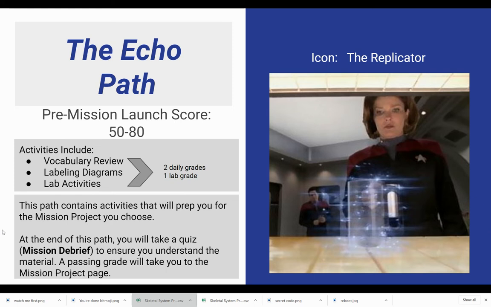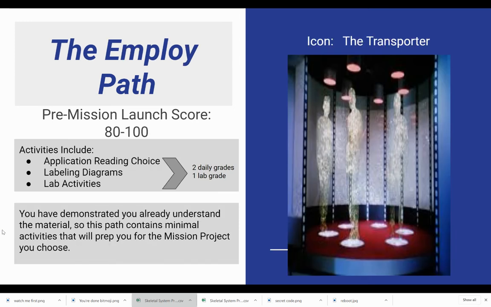Now, let's say you make an 80 to 100 on the pre-mission launch, then you will not do this path. You will do this one instead, the employee path. Whenever in Star Trek, the people, as they move around, go to different planets or go to different locations, they can use a machine called the transporter that will take them to these different places. And this is where they actually are going and doing things. They're applying whatever they have to a situation.